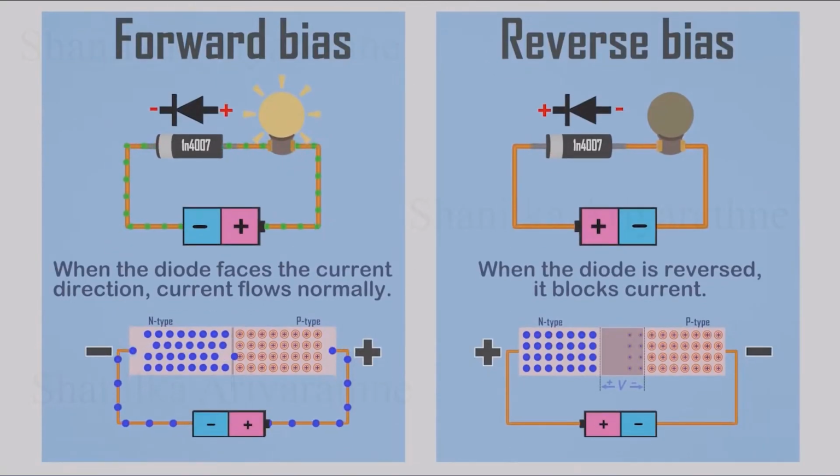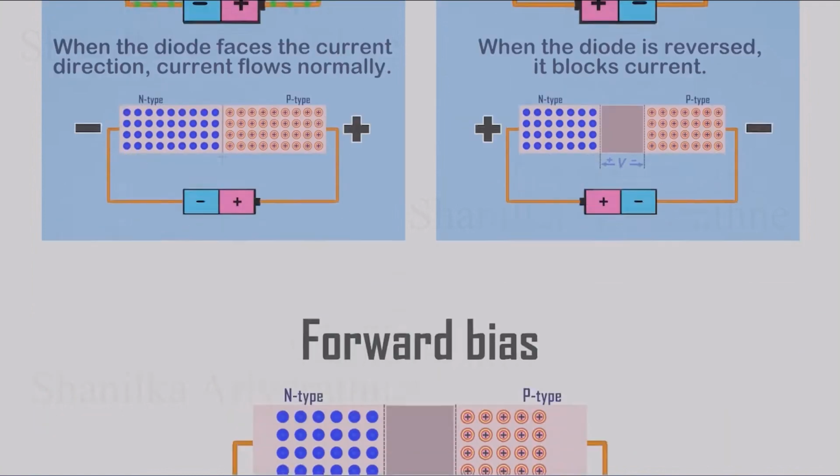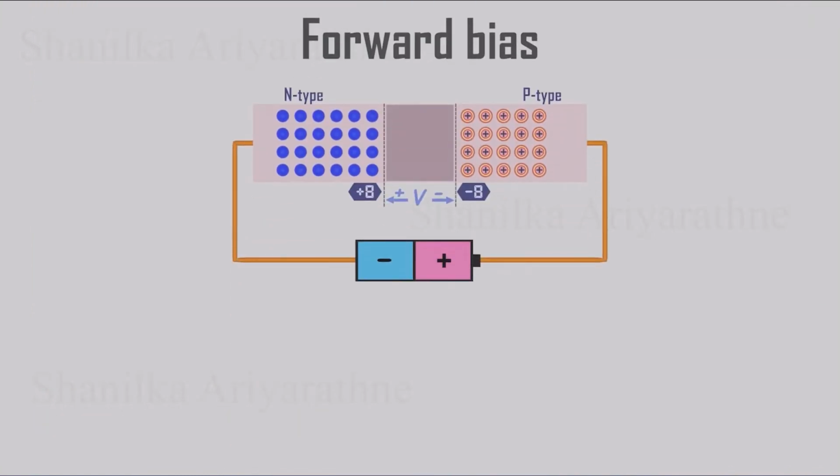As we've seen, a diode can be either forward biased or reverse biased. Now let's take a closer look at what actually happens inside the diode in each of these two configurations. Let's start with forward bias.